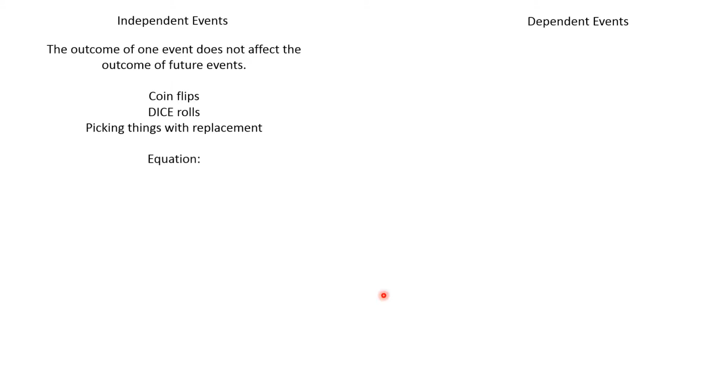So we have an equation for independent events. And that would be the probability of A and B, two things happening, is just the probability of A times the probability of B. If they're independent, we can just multiply the probabilities together to get the probability of two things happening. Or if we have 3 things, 4 things, 5 things, as long as they're all independent, we can just multiply the probabilities together. It expands perfectly. So let's do some examples.